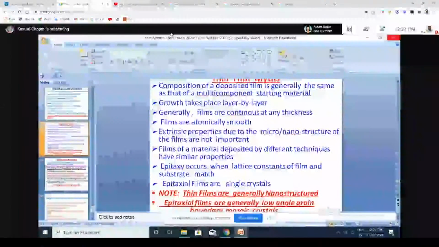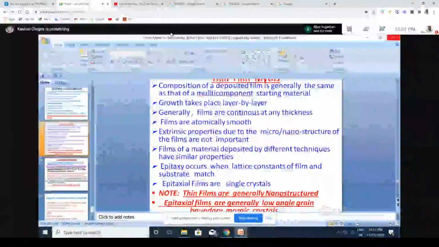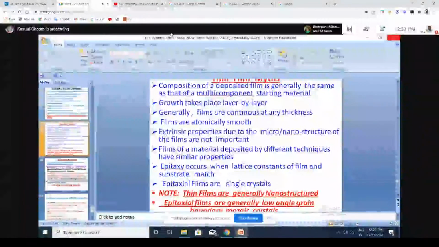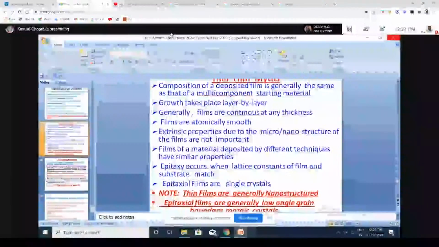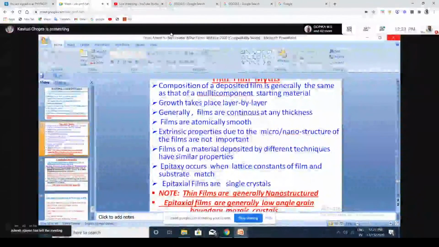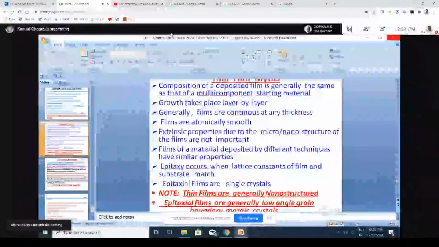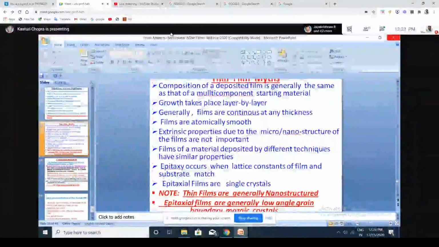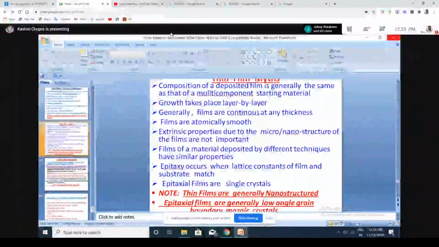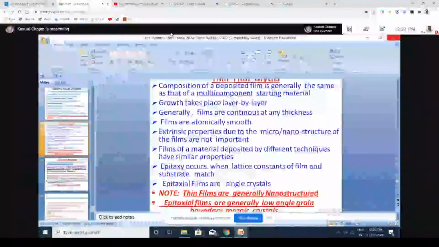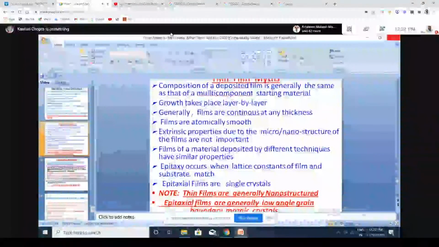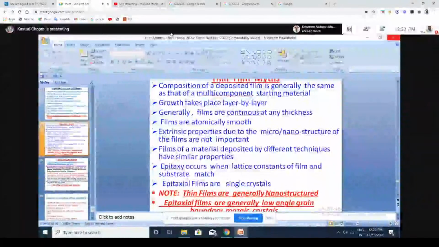Silicon can be done. If you have very high temperature, you can go layer by layer. They think the film, when you put it, is continuous. Not so. They think they are atomically smooth. Not so. Extrinsic properties due to structure are not emergent; in fact, they are dominated by the properties of the surface, for example. Films of material deposited by different techniques have similar properties? Absolutely no. Chemical deposition, sputter deposition, or evaporation are entirely different. Even a material like gold, which is a very subdued sort of material which will behave very nicely, will give you different properties under different conditions.